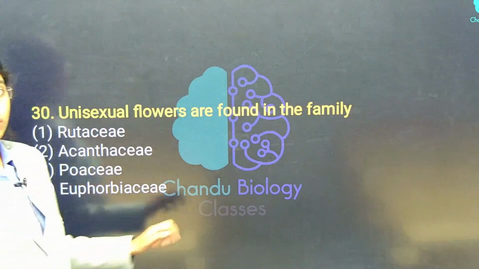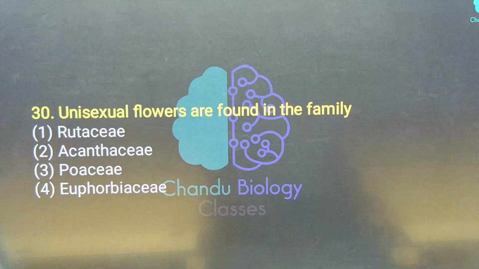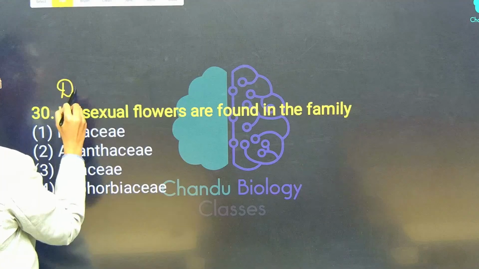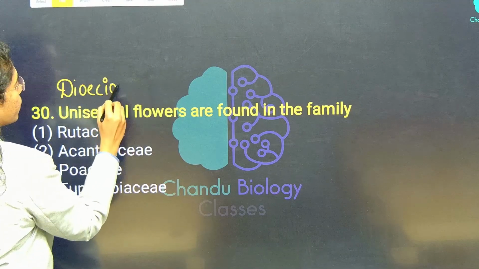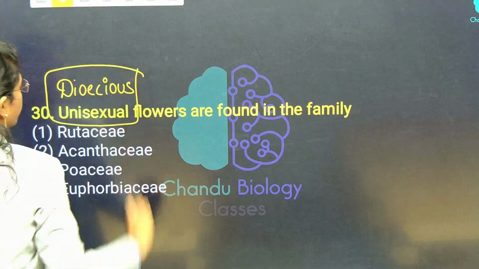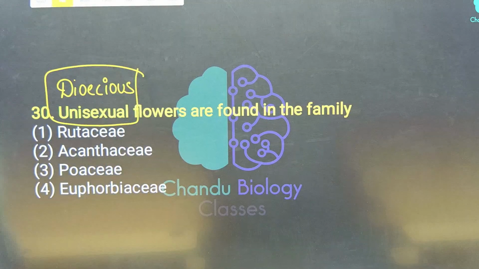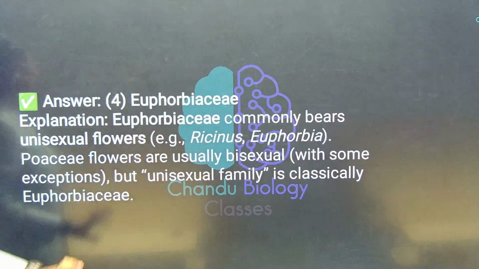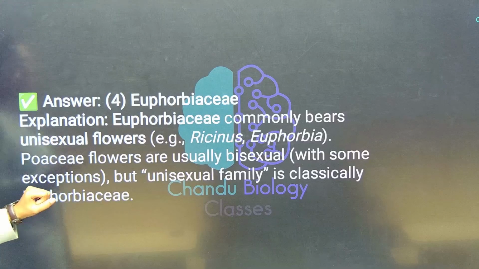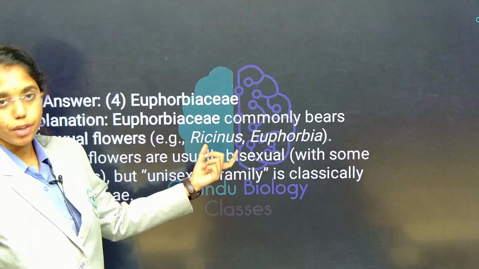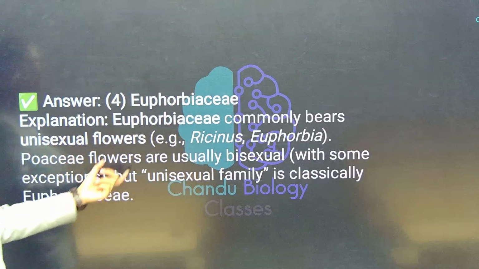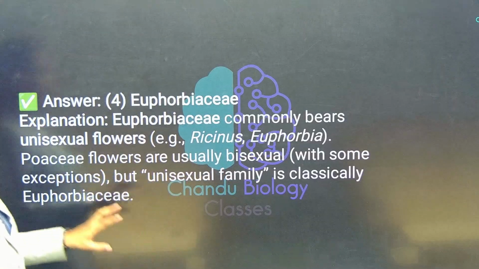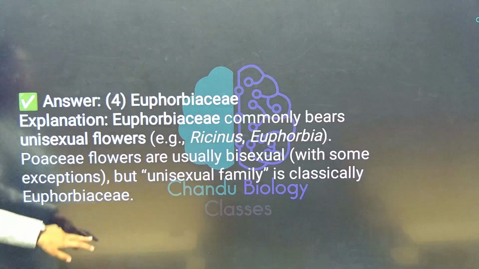Unisexual flowers are found in which family? Unisexual means dioecious flowers also you can consider. Which family you will see? It is observed in Euphorbiaceae, which commonly bears unisexual flowers. For example, Ricinus and Euphorbia.